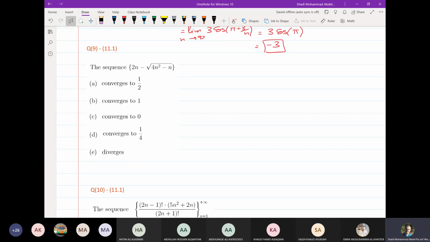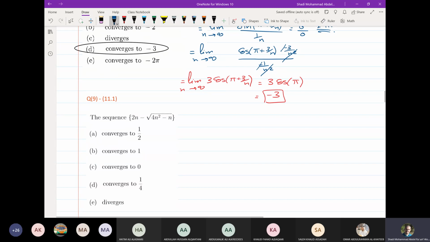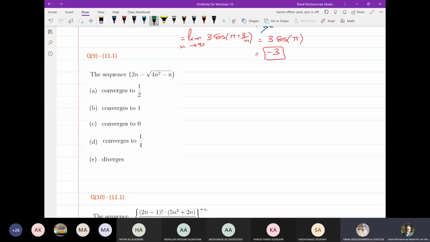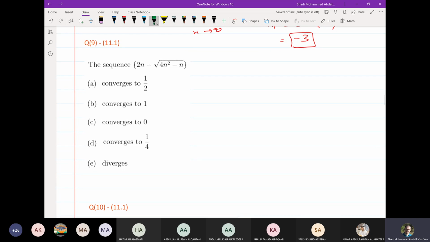Now, question number 9. Again, it is a sequence, and the only test here will be to take the limit as n goes to infinity. Who has a question? Okay. Now, I will take the limit as n goes to infinity for this.